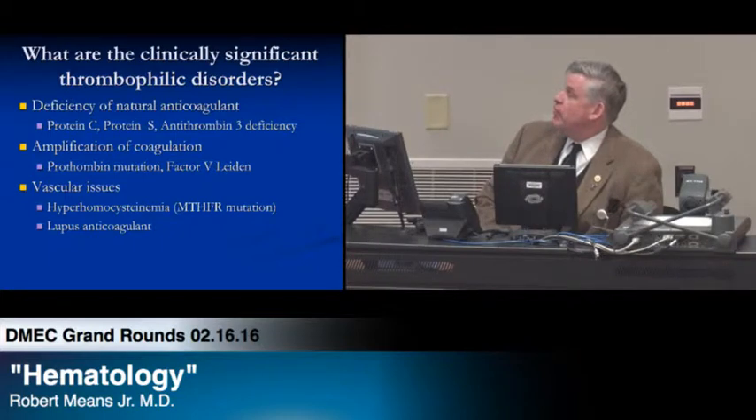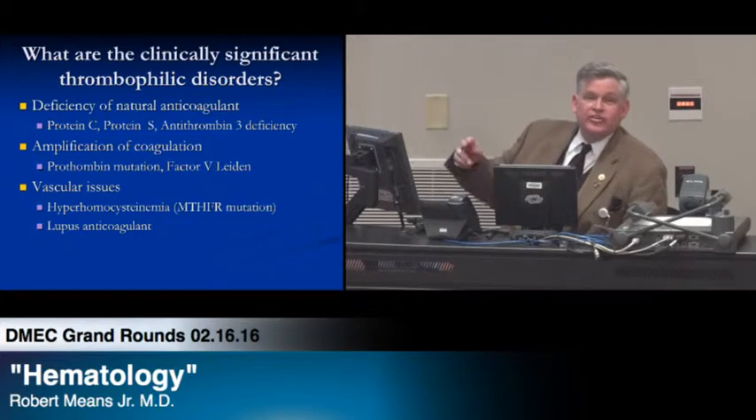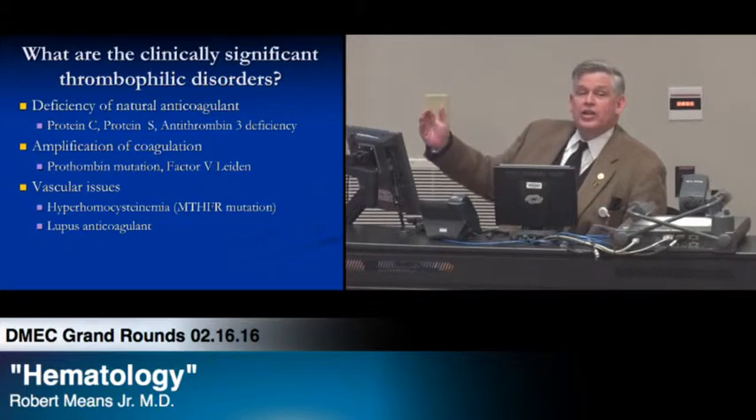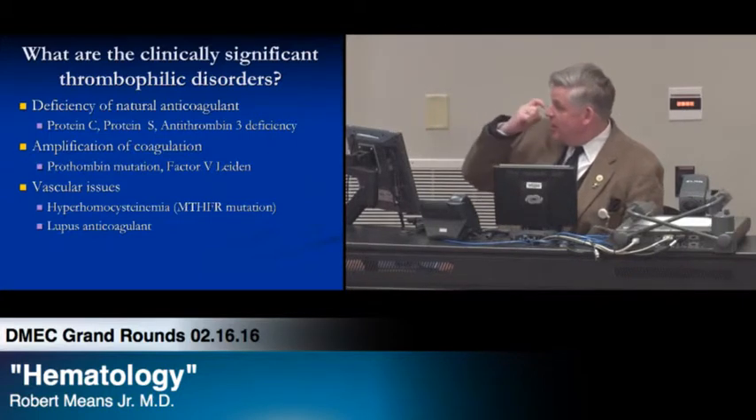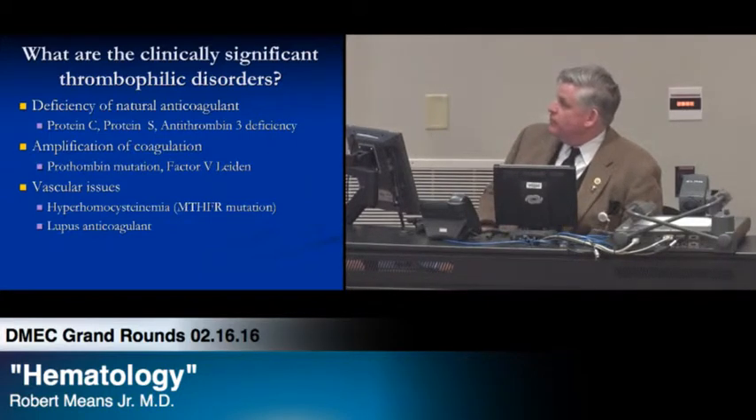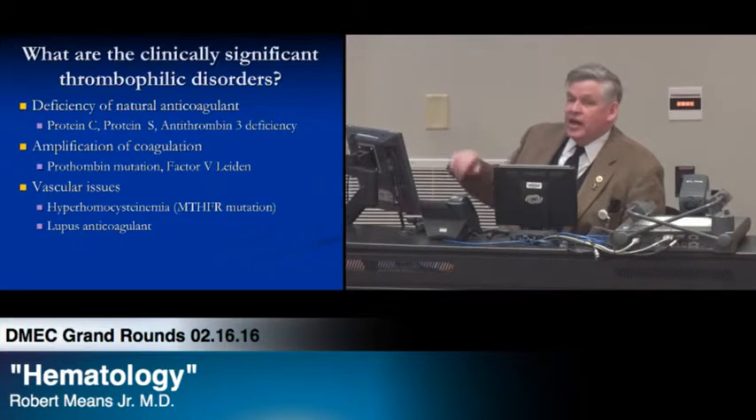Disorders that amplify coagulation by causing the coagulation processes, once started, to run a little bit longer or to be less sensitive to suppression are the prothrombin mutation and factor V Leiden, which again are specific mutations. You can also have thrombophilic disorders from vascular issues. I classify hyperhomocystinemia as a vascular issue because that is largely how it produces its manifestation.